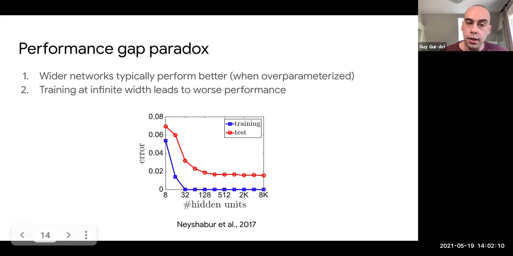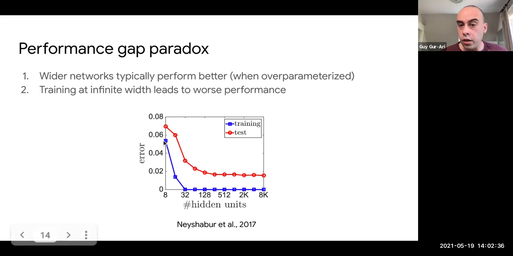One is that, as I mentioned before, wider networks typically perform better. Just wider is generally better. Here's a plot of this from 2017. You take a network, you train it on some image classification task, and you train a bunch of these, and you just keep increasing the width, the number of hidden neurons, and you calculate the training error and the test error on the unseen data.